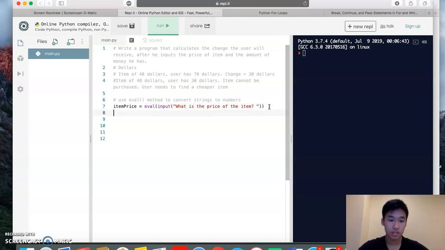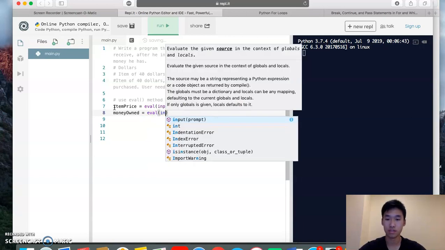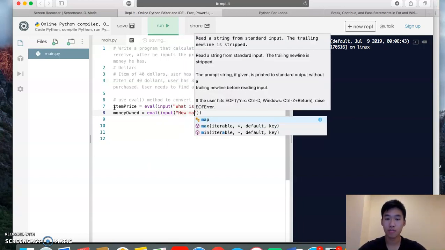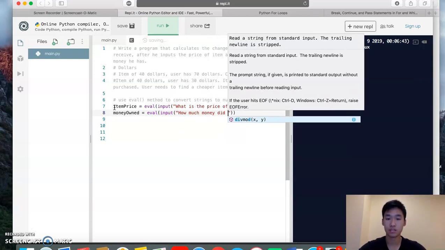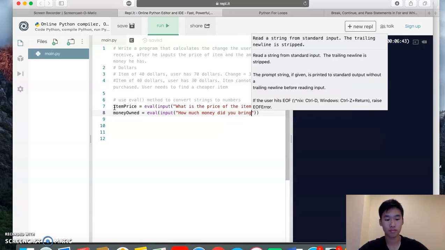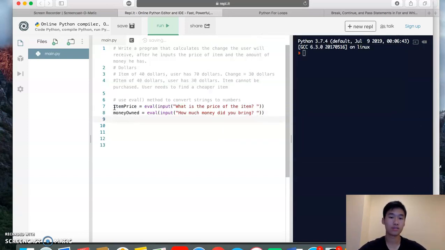And we need another line of code, which is money owned. This is saying, how much money does the user have? And we can use this to figure out if he can afford the item or not. So eval input, how much money did you bring? After seeing this, the user will input the amount of money that he brings.